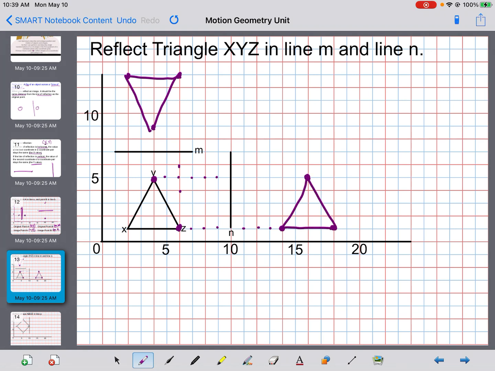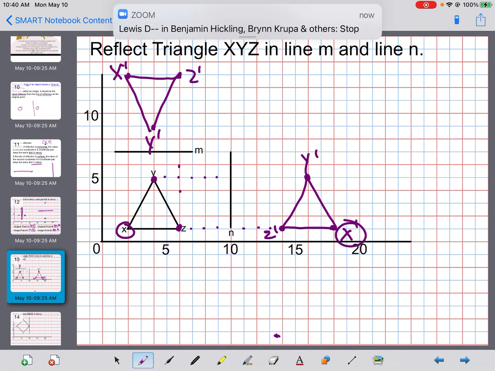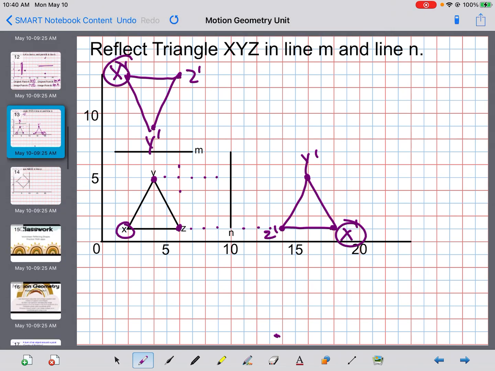Now you also want to make sure to label it. So this one here would be X prime, this would be Y prime, and this would be Z prime. And this one down here would be Z prime, this would be X prime, and this would be Y prime. The reason for that is because X is on the outside, and here X is on the left. So you just have to match up the points.